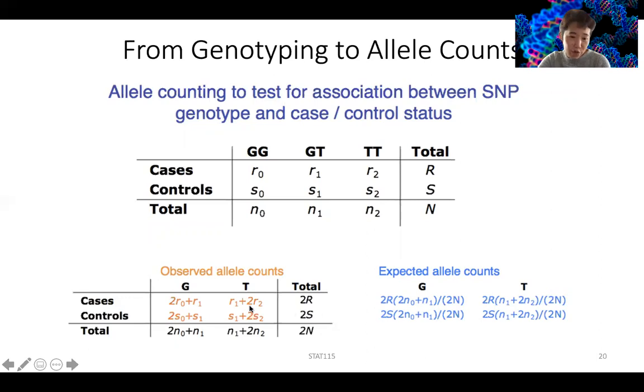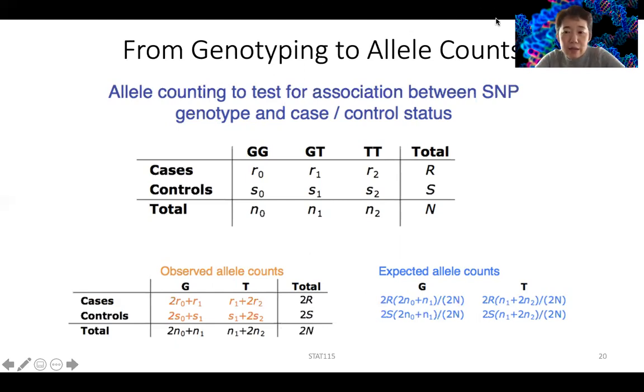And if you know how many Gs and how many Ts the whole population has overall, and how many cases and how many controls you have, you can calculate your expected Gs and Ts in the cases and in the controls, and so on.